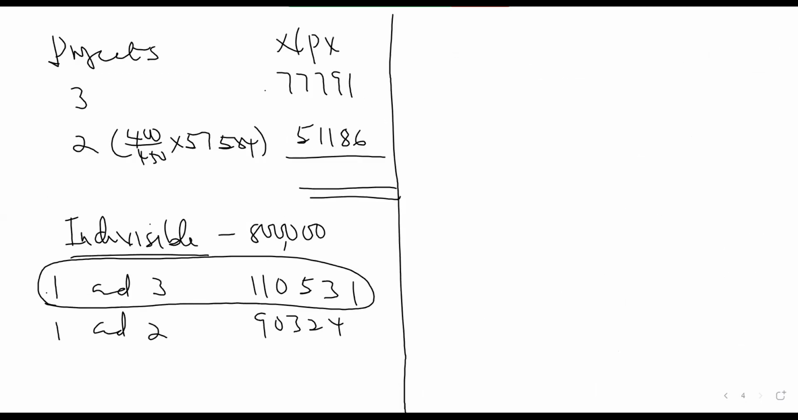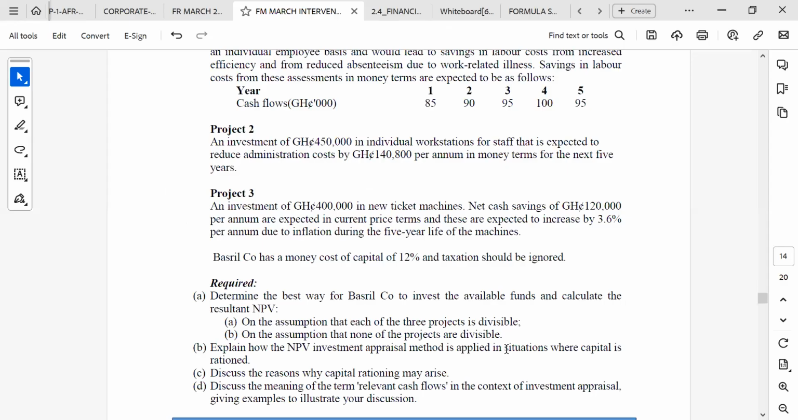Let's take the other parts. So this is what we call capital rationing. Capital rationing occurs when the company cannot undertake all the available investments that they have. You can see that all the investments are viable. They are all good investments because they are all giving a positive return. But can we undertake all? No, because the available funds cannot allow us to undertake all the investments. That is what we call capital rationing.